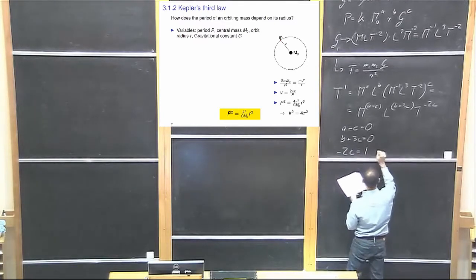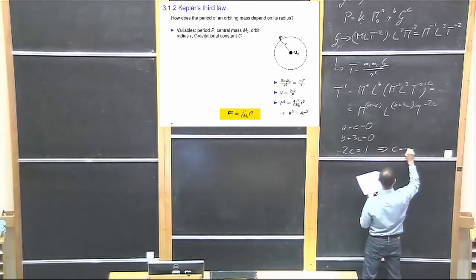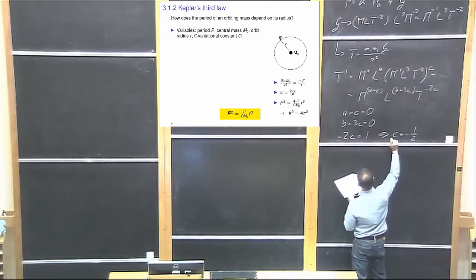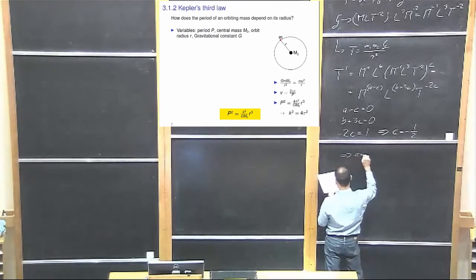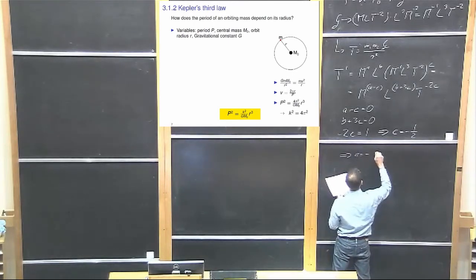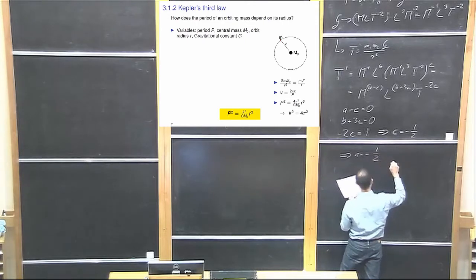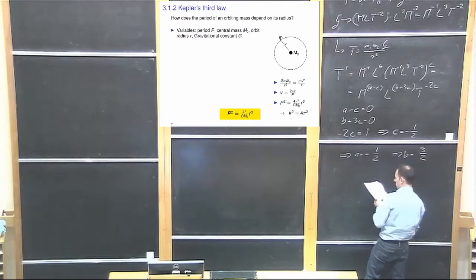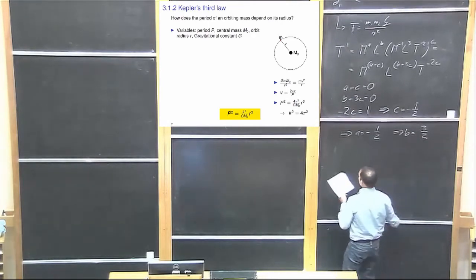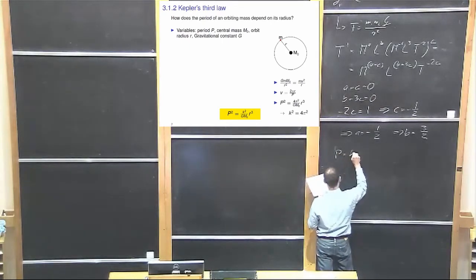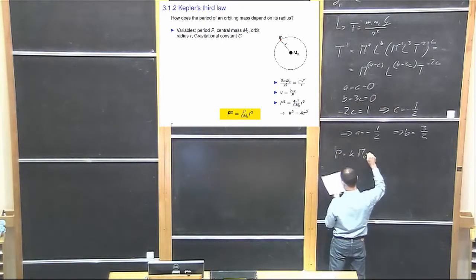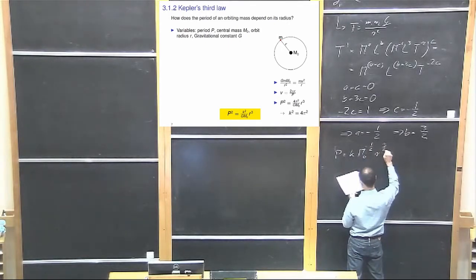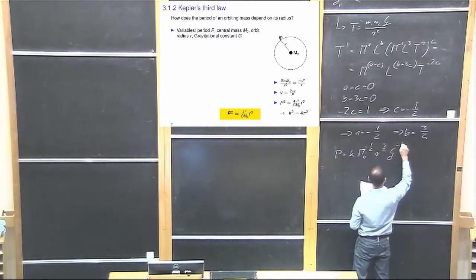And with that we start again from that one. We get C equals minus 1/2. Then we can work out A. A equals minus 1/2. And then we can also finally work out B equals 3/2. And with that, we can write the period P equals K M naught to the minus 1/2, R to the 3/2, and G to the minus 1/2.